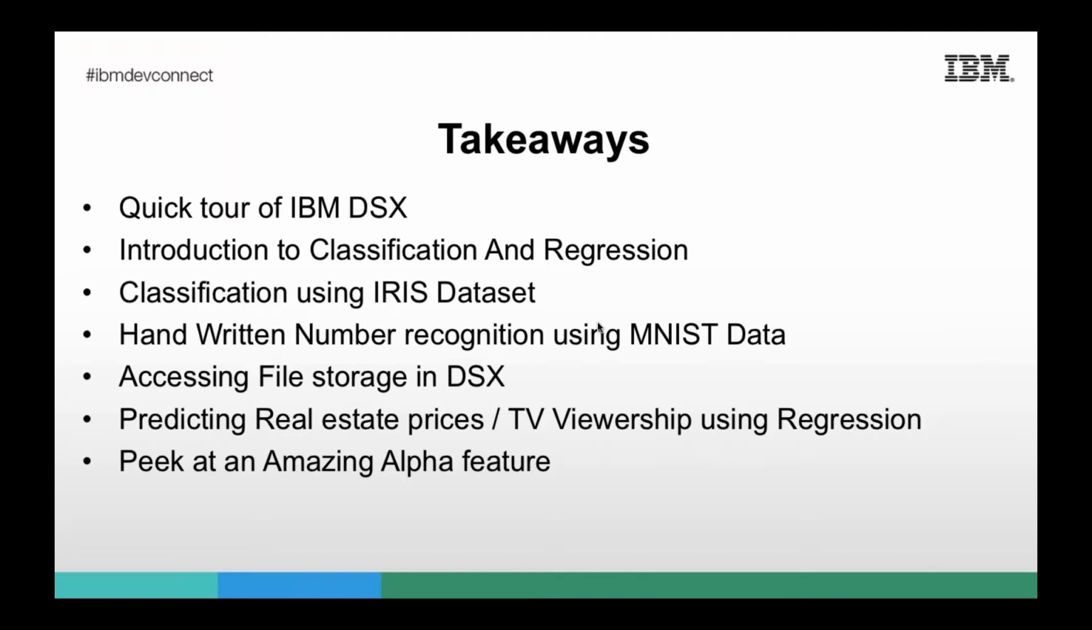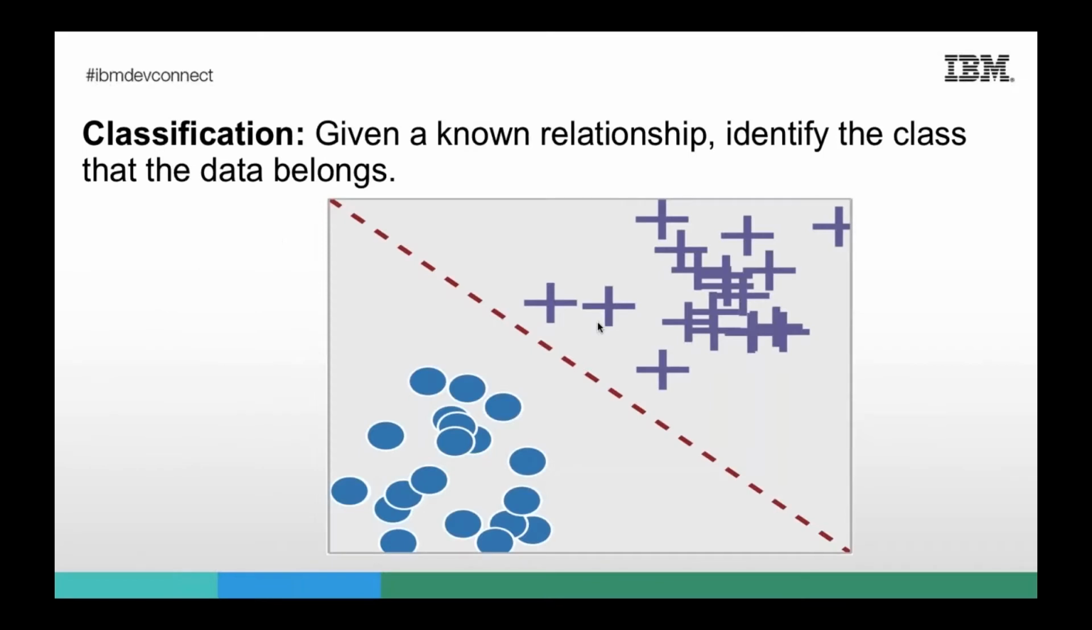Then we'll go through what basic classification and regression are, and get started with something called the iris dataset, which is the primal dataset for most of the problems. And then we'll also try to get into the MNIST dataset and accessing files from DSX storage and other things, right? Before we get started, I'll quickly go through what Jupyter notebooks are and what DSX is.